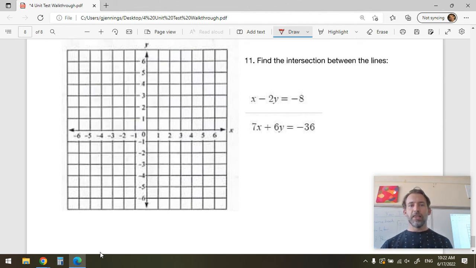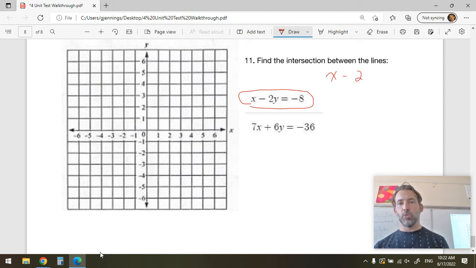So let's do that. This one introduced a very common sign error. So I'm going to walk through this one very carefully. X minus 2y equals -8. I want y equals and then all the rest of it over there.